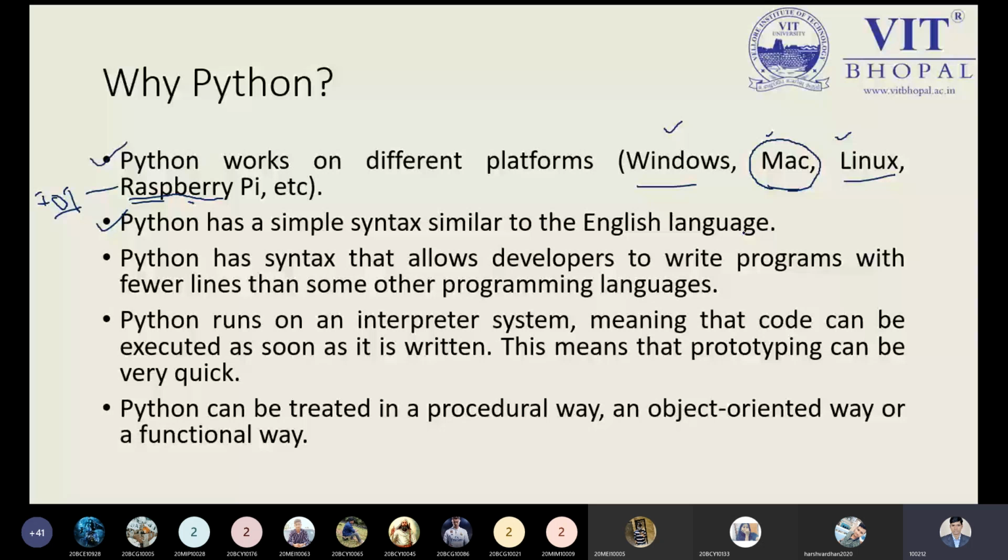Now I need to know how many students have done work on the Python programming language. Did you make any program in Python? Yes, sir. How many programs have you developed? A lot, 10, 20, quite a lot. Okay, good.